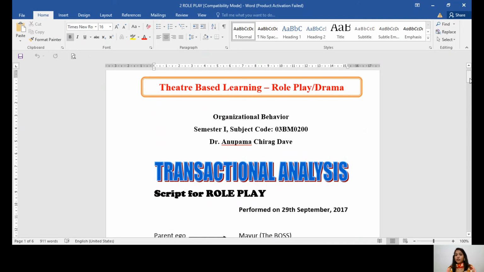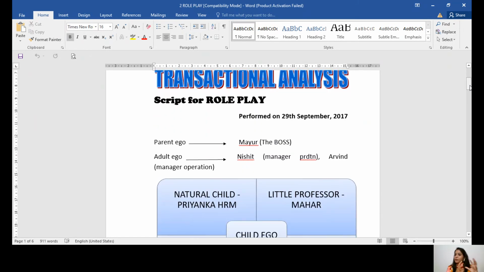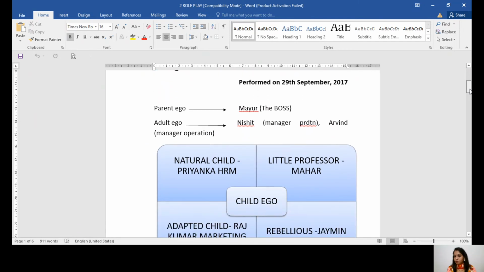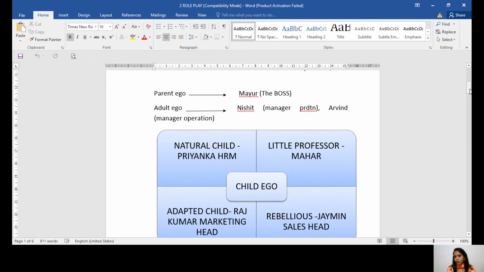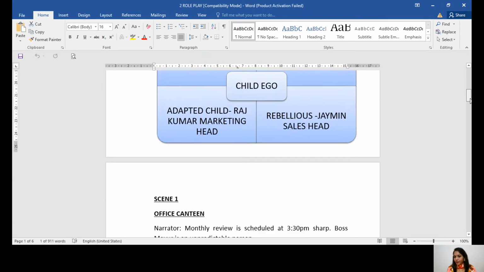I have been teaching a subject like organizational behavior, wherein there is one topic, transactional analysis. It was not about getting into the depth of it, but about communication. Before I taught this topic in the classroom, I identified a few people, gave them a situation, and asked them to prepare a script. This is the script that was actually prepared by the students themselves. You can see the names of the students written over here.